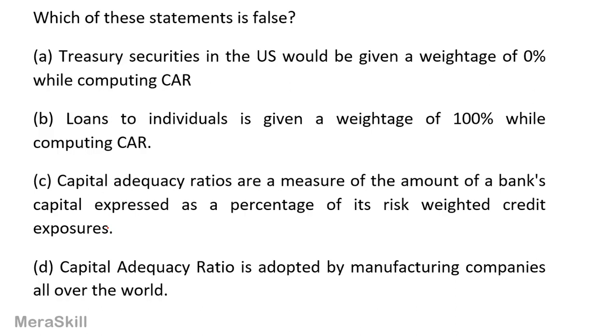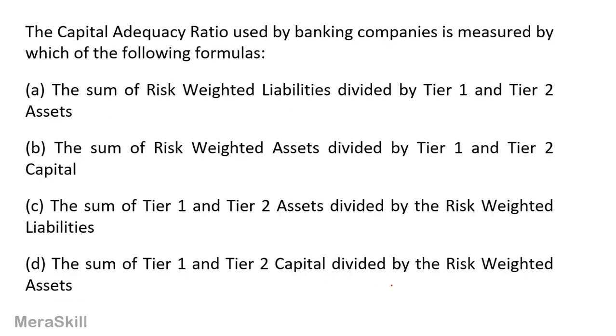Which of these statements is false? A. Treasury securities in the US would be given a weightage of 0% while computing capital adequacy ratio. B. Loans to individuals is given a weightage of 100% while computing capital adequacy ratio. C. Capital adequacy ratios are a measure of the amount of the bank's capital expressed as a percentage of its risk-weighted credit exposures. And D. Capital adequacy ratio is adopted by manufacturing companies over the world. So obviously this is false. It is adopted by banking companies, not manufacturing, right?